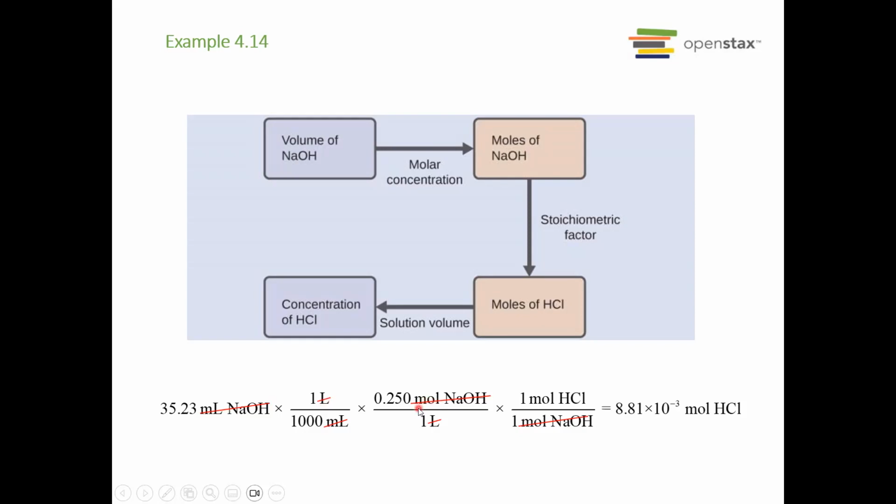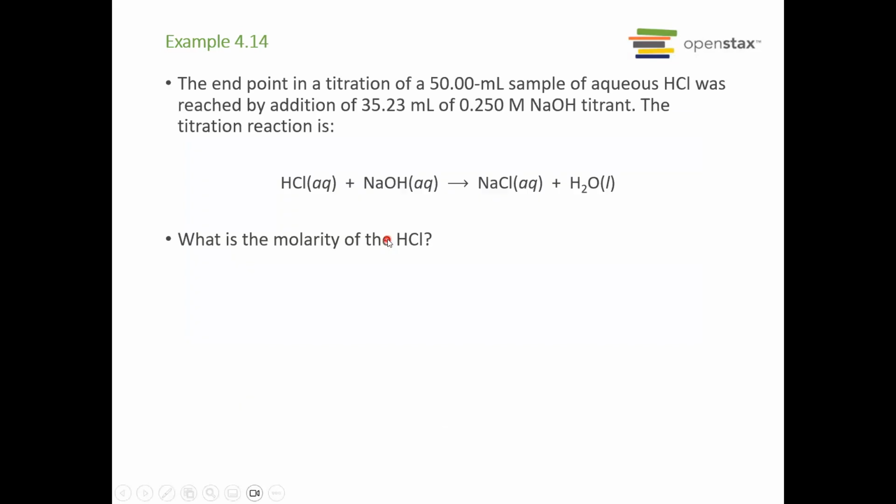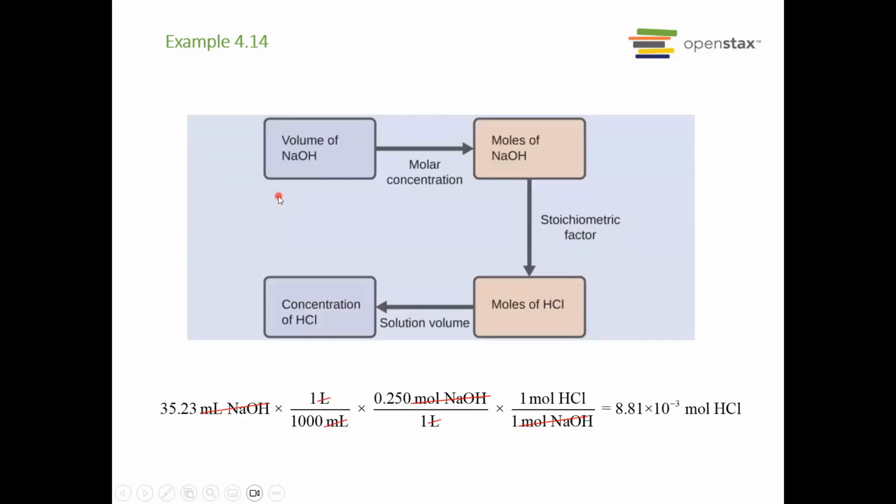And then since we had a 0.250 molar solution, that means for every 1 liter of solution, we're going to have 0.250 moles of sodium hydroxide. And then based on the balanced chemical reaction, for every 1 mole of sodium hydroxide, we're going to have 1 mole of HCl. So that'll just be our final step here.